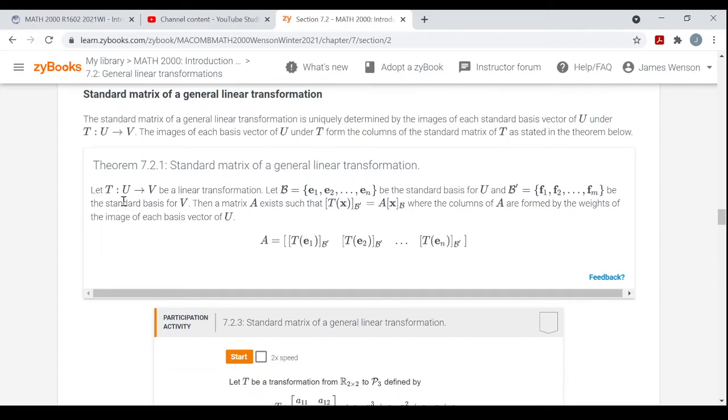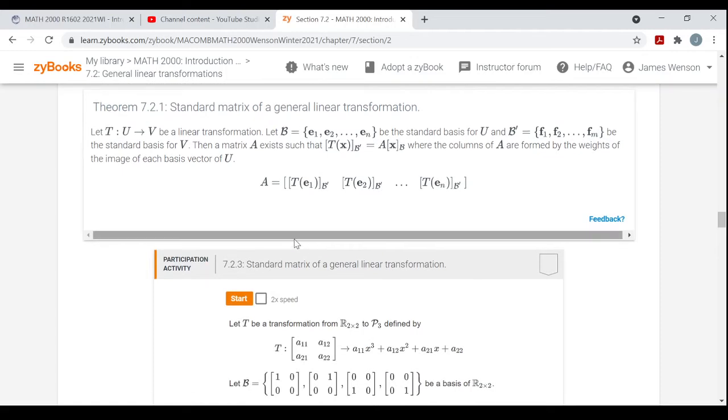So here, suppose T is a linear transformation from vector space U to vector space V. And suppose this fancy B, this set of vectors, is the standard basis for the domain U, and B prime, which is composed of a bunch of other vectors, is the standard basis for the codomain V. Then a matrix A exists such that, now hopefully you remember your coordinate vectors from a previous chapter, the coordinates of T of x relative to B prime will be equal to this standard matrix times the coordinate vector of x relative to B. Again, the columns of A are formed by the weights of the image of each basis vector of U.